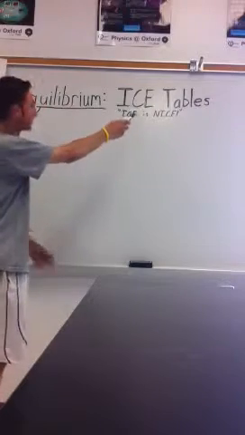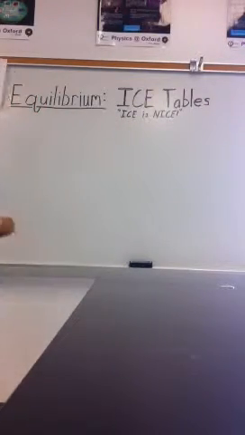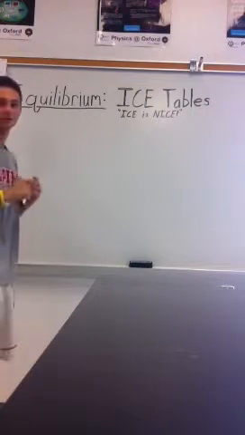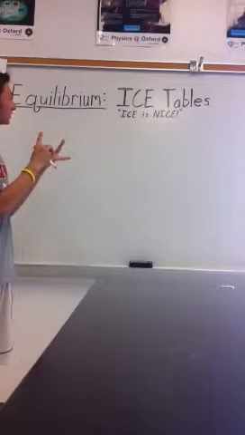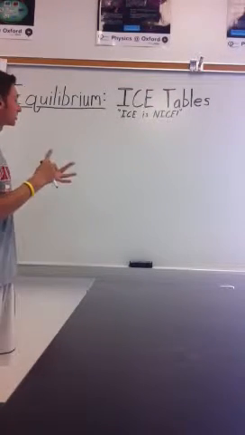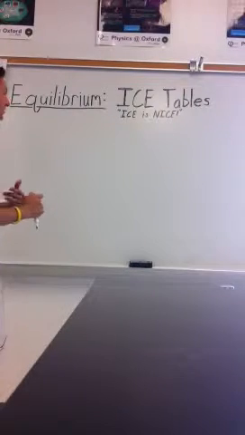Okay. We're going to do equilibrium ice tables. Ice is nice. Don't forget that. Okay, so ice tables. What we're doing is we're finding the initial concentration, the change in concentration, and the equilibrium, or what is left.